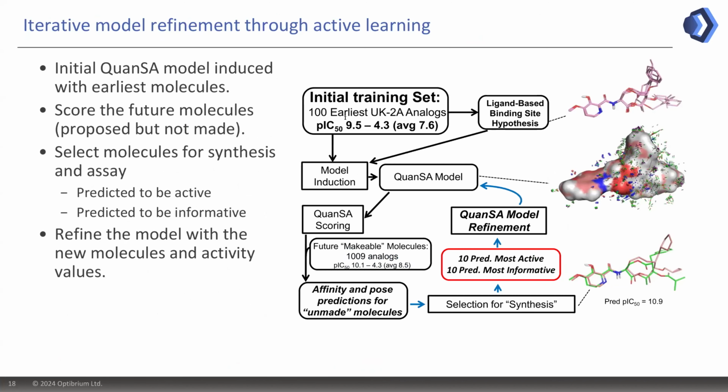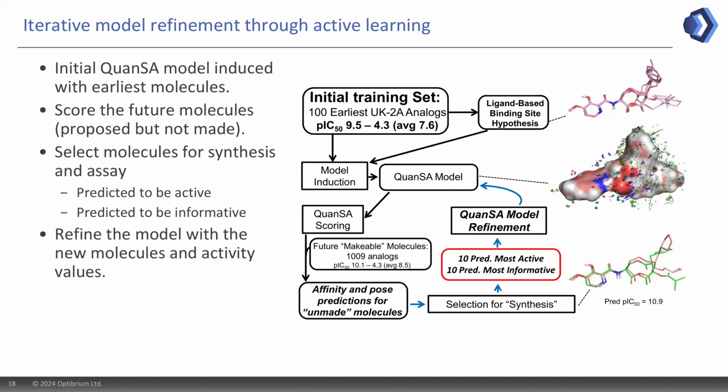The scheme of this experiment is the following. We're going to take the 100 earliest training molecules, and we had a good range of pIC50s here, which is helpful for Quanza. We're going to take 5 of the most highly active molecules, and we're going to generate a mutual ligand alignment. We're going to use that alignment of the highly active molecules to seed the alignments of the full set of training molecules. We're going to use that Quanza model then to score all 1,000 future molecules.